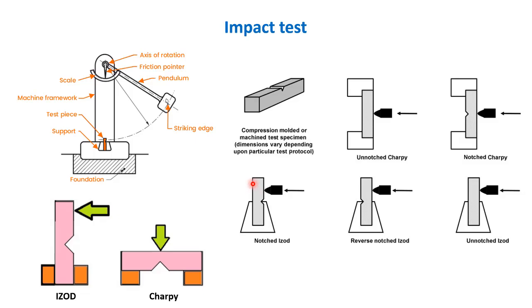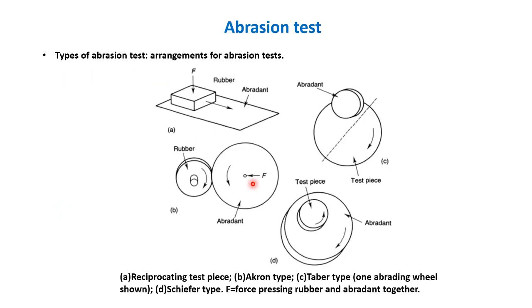Then we have the abrasion test. Abrasion means wearing of the material, or removal of material from the surface. So this is again a surface property, and there are different types of abrasion tests depending upon the arrangement of the abrasion tests.